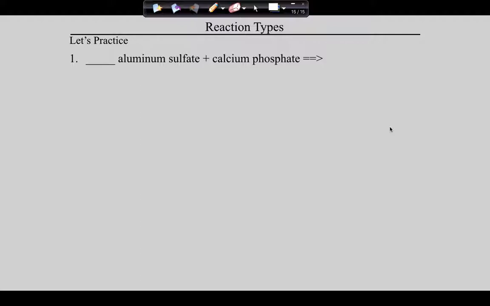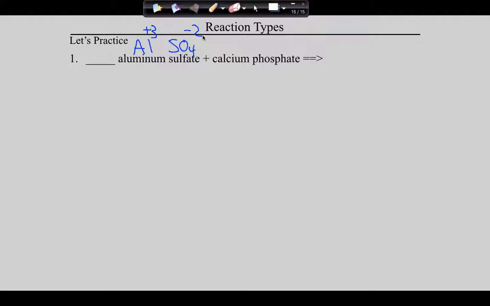Here's what you're going to do. Step number one, guys, is to write down the formulas for the reactants. Aluminum is Al, sulfate is SO4, aluminum is +3, sulfate's -2. I'm running through these because I know them. If you needed your periodic table and your ion chart to come up with these, that's legit.